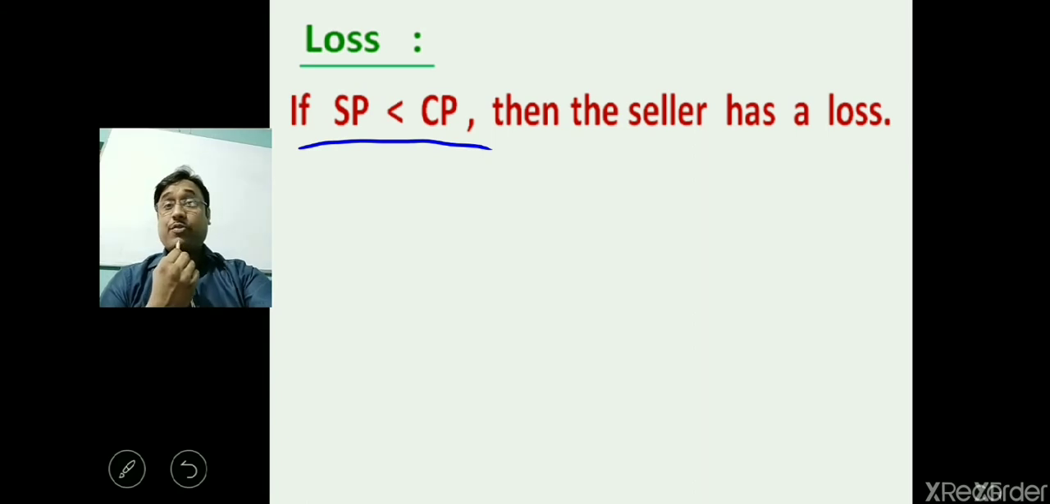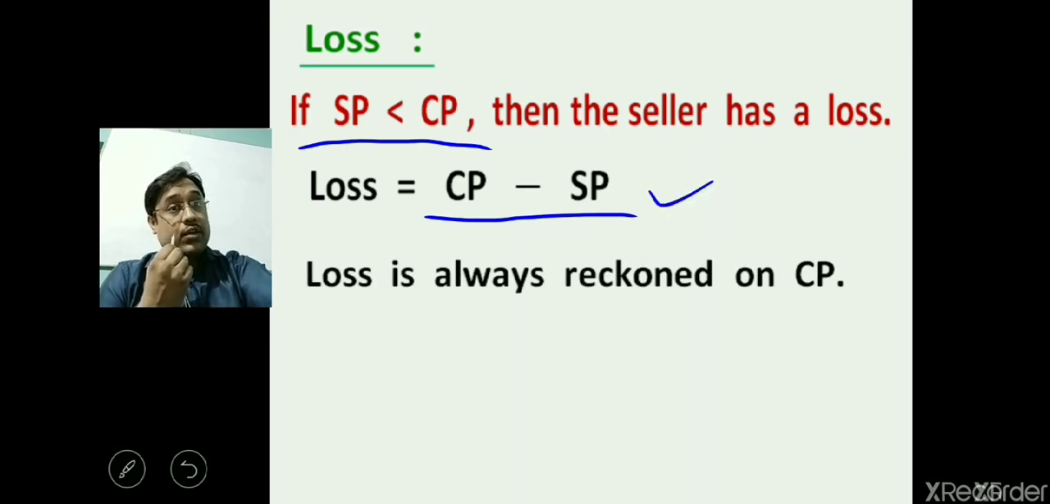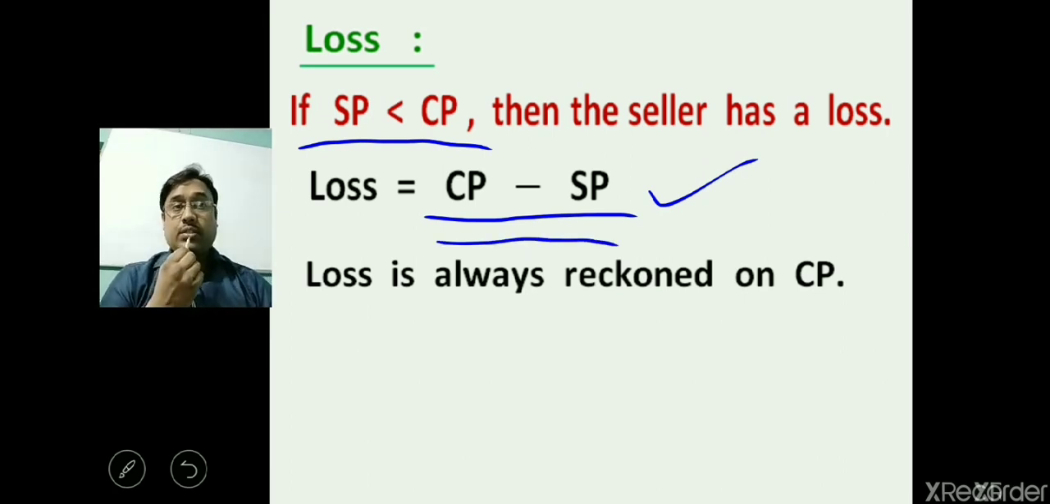then surely you will face loss in that transaction. Then how will you find the value of this loss? Here the cost price is greater than the selling price, then loss equals CP minus SP. That means cost price minus selling price, because the cost price is greater here than the selling price. That is the formula you can use for finding the loss. Loss is always reckoned on CP, meaning it depends on the cost price.